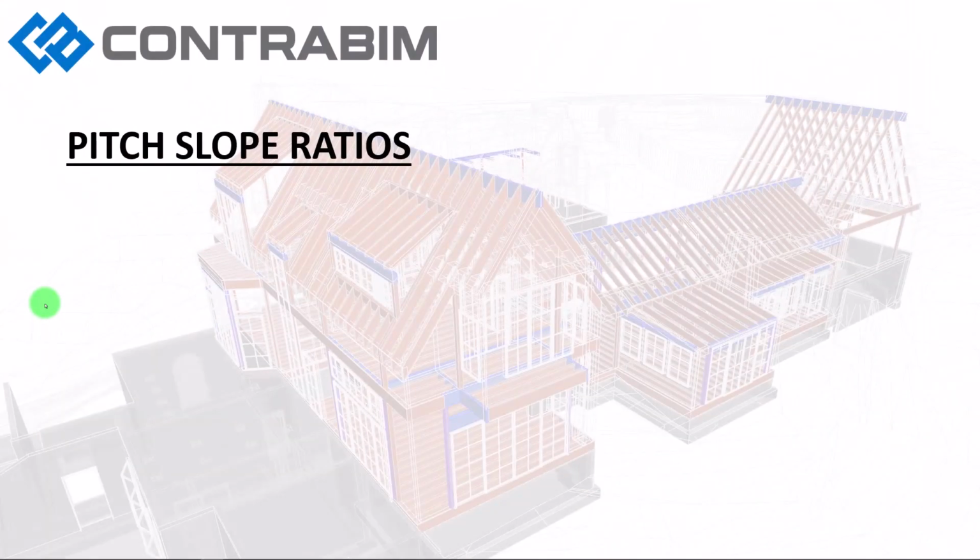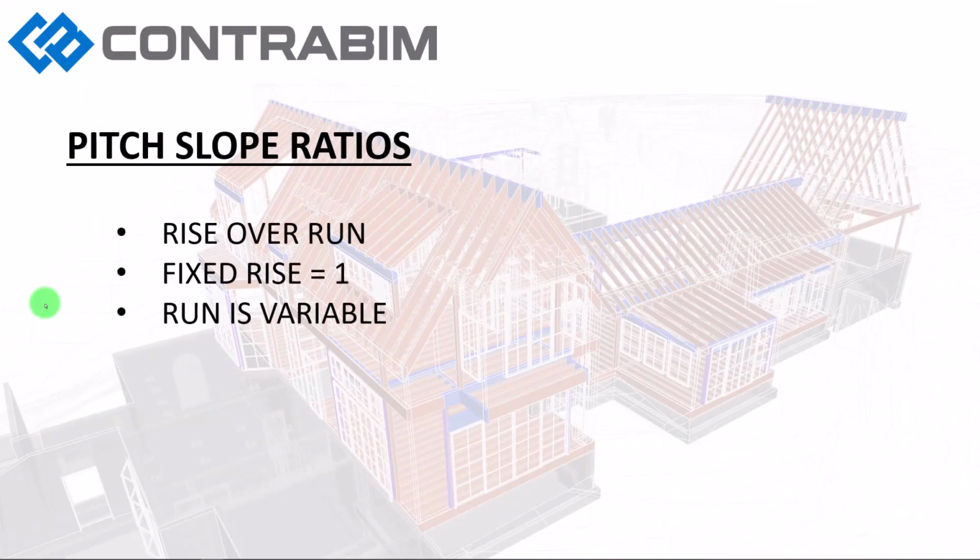Okay, next up is our pitch slope ratios. This would be a rise over run type scenario. In this first example, we're going to look at a fixed rise where we're going to set the rise to 1, and we're going to let the run be variable depending on what the slope of the roof is.